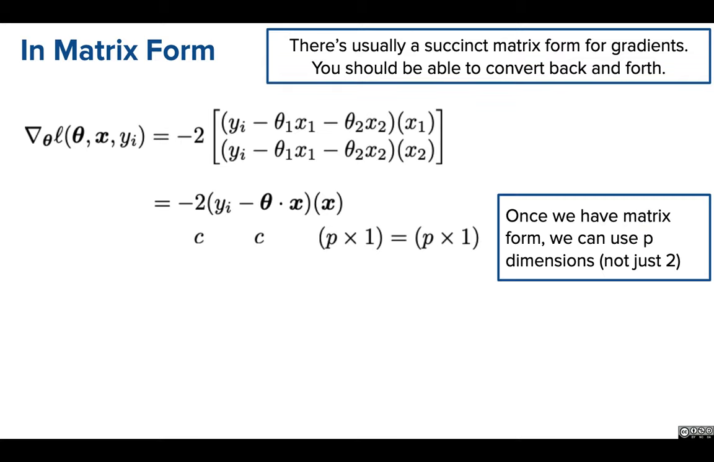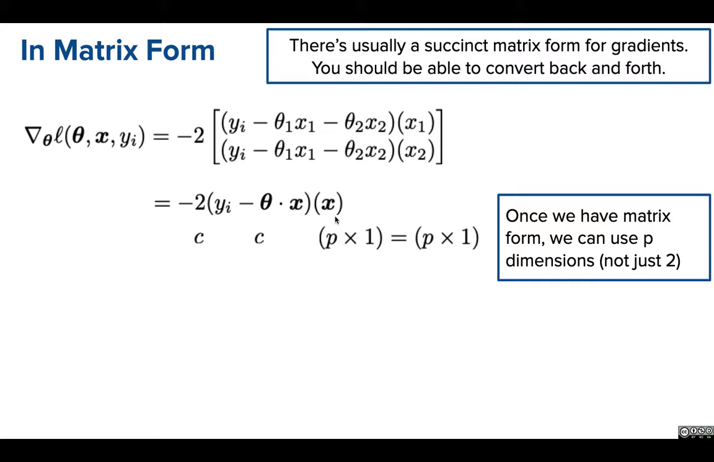Once you write a gradient in matrix form, you can naturally extend your logic to any number of dimensions. In my original formulation of the problem, I asked you to do it for 2 dimensions. And it turns out that once you do it for 2 dimensions and then write down your product in vector form, this actually works out for any number of dimensions, not just 2.